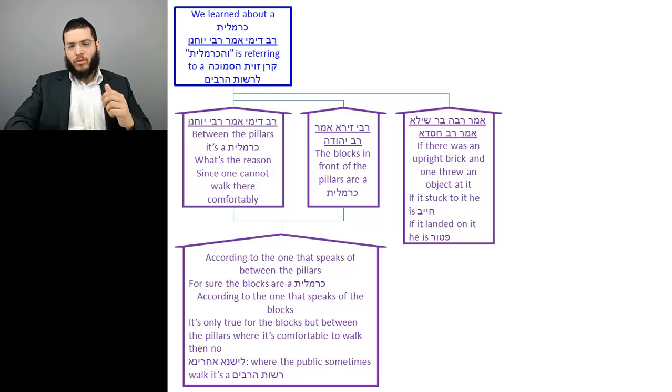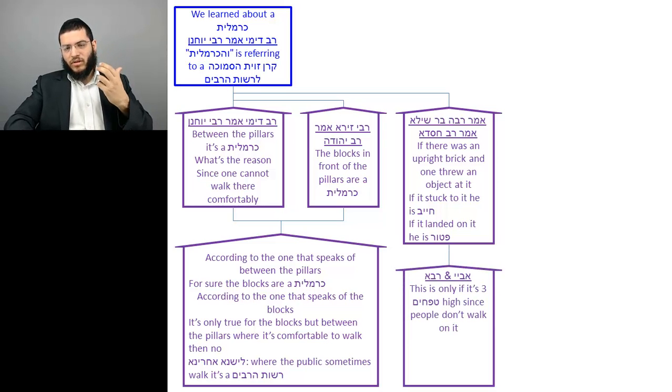The Gemara is going to present an argument about this, but it's all said in the context of this teaching, and therefore it's pointing to the teaching. So Abaye and Rava both said this is only if it's 3 tefachim high, since people don't walk on it. Only then do we say he's pater because it's outside of the rishus harabim. And this is only true by a brick. But on thorns, one is pater even if they are not 3 tefachim high.